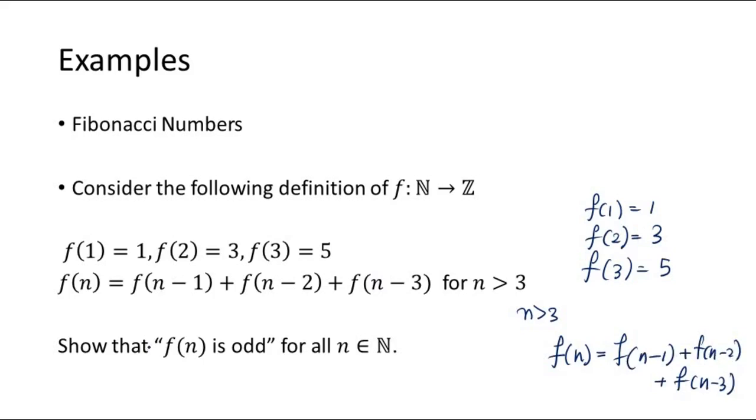Now suppose I want to prove the statement that f(n) is odd for all n belonging to the natural numbers. How would I prove this using induction? First I have to verify that f(1) is odd, f(2) is odd, and f(3) is odd. Then, for the inductive step, I assume that f(n-1), f(n-2), and f(n-3) are odd, and show that if these three numbers are odd, then f(n) must also be odd.